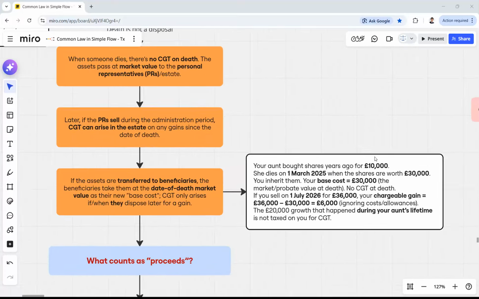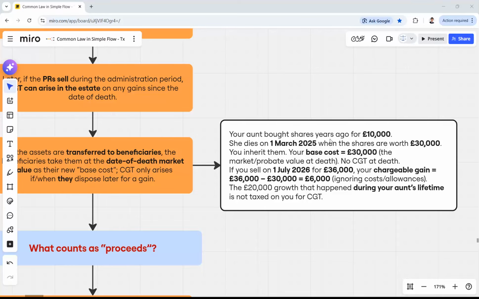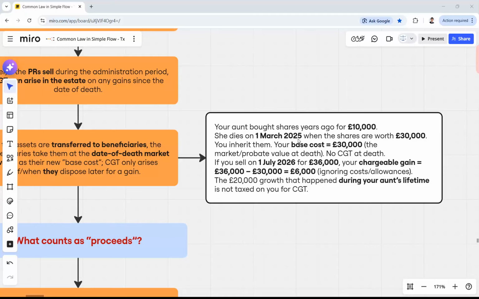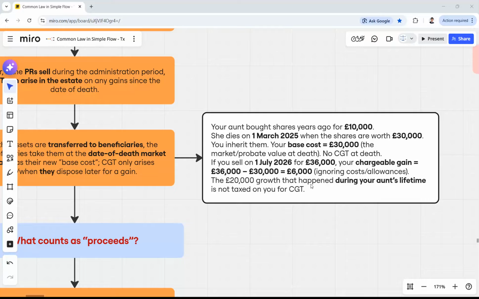Let's go through an example to understand it better. Your aunt bought shares years ago for £10,000. She dies on 1st March 2025 when the shares are worth £30,000. You inherit them. Your base cost is £30,000, the market value, the probate value at death. No CGT at death. If you sell on 1st July 2026 for £36,000, your chargeable gain will be 36,000 minus 30,000, which is £6,000, ignoring costs and allowances.